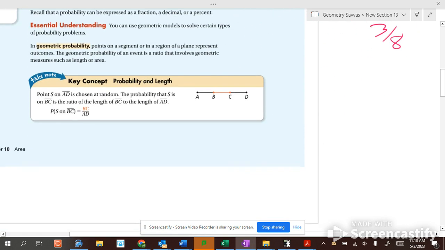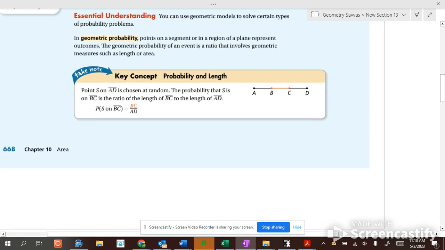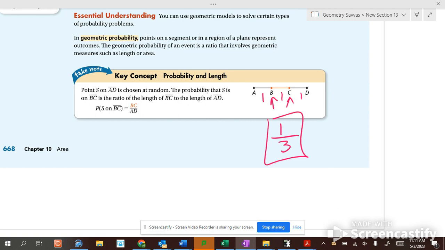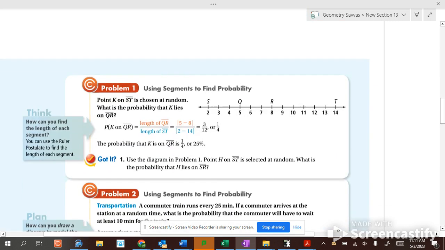When it deals with geometric probability, we're looking for like a certain length. Okay. So what's a probability that if you throw a dart and you hit it on the line somewhere, that'll be between B and C? Well, if these are each 1 unit long, how long's BC? 1. How long's the whole thing? 3. So you got a 1 out of 3 chance of hitting it right on BC. Okay, that's kind of what we're doing today.